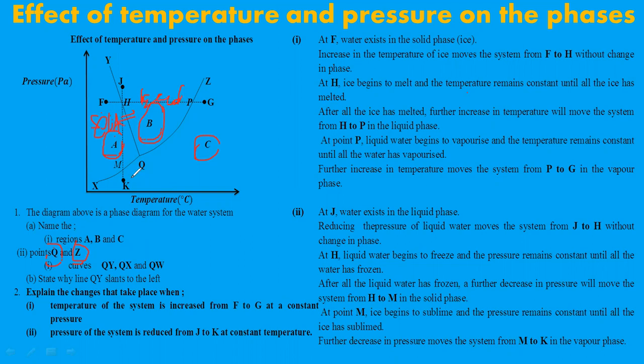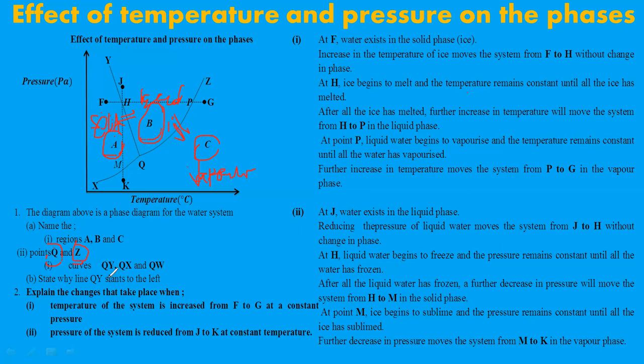Then what is curve 2x? Yes, Amanda. It is a sublimation curve. It is the sublimation curve. And lastly, what is curve 2w? It is a vaporization curve. That is the vaporization curve. It shows equilibrium between the liquid temperatures and pressures, at which liquid and vapor are in equilibrium.